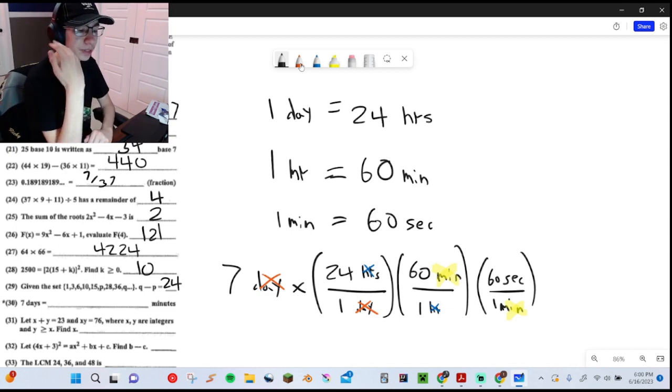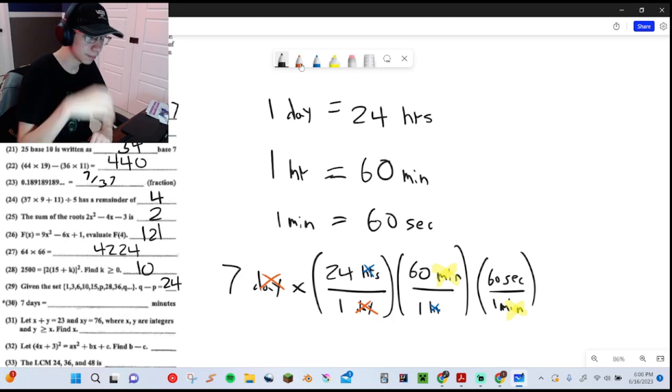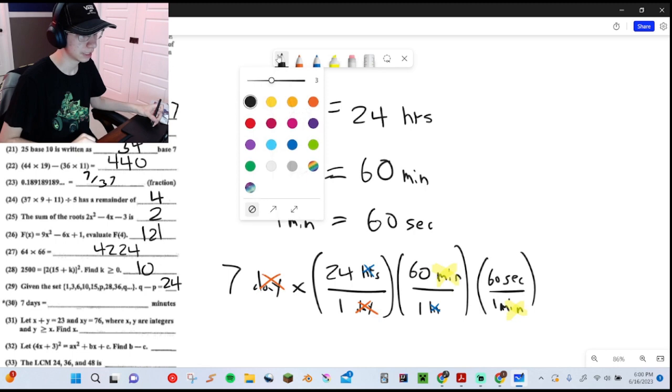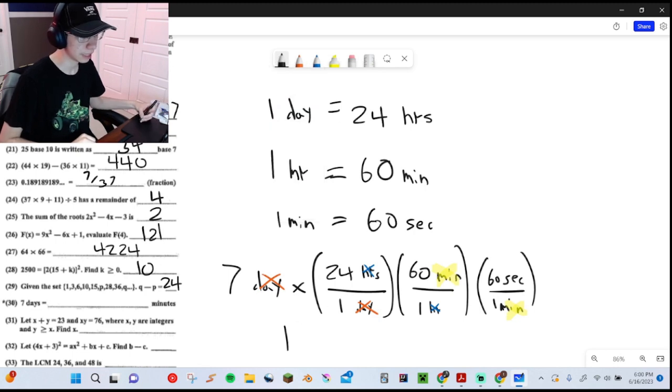That's going to be a big number. That might be hard to calculate. So let's kind of think about this. 7 times 24, that's going to be 168. And then the 60 times 60, well, that's just 3600.